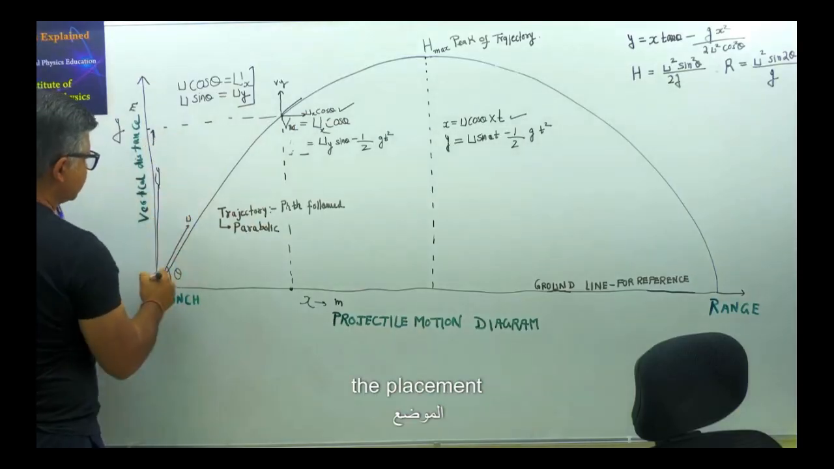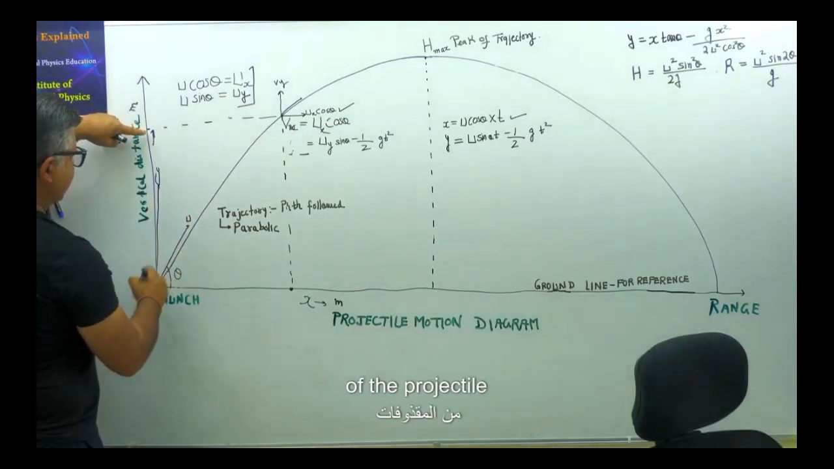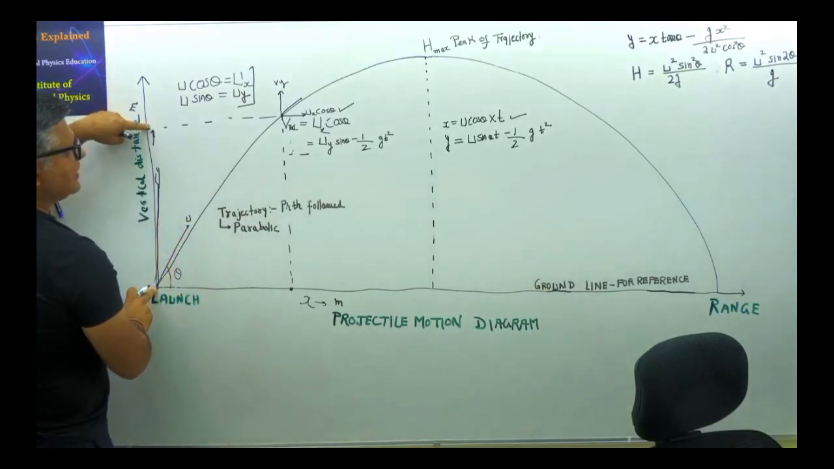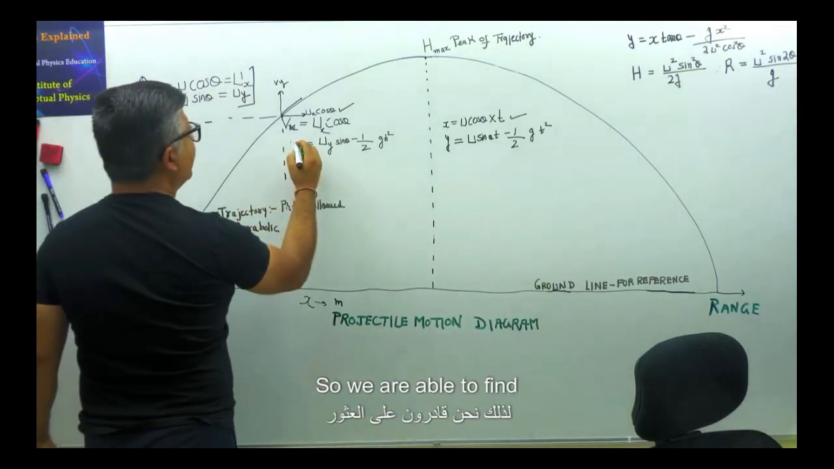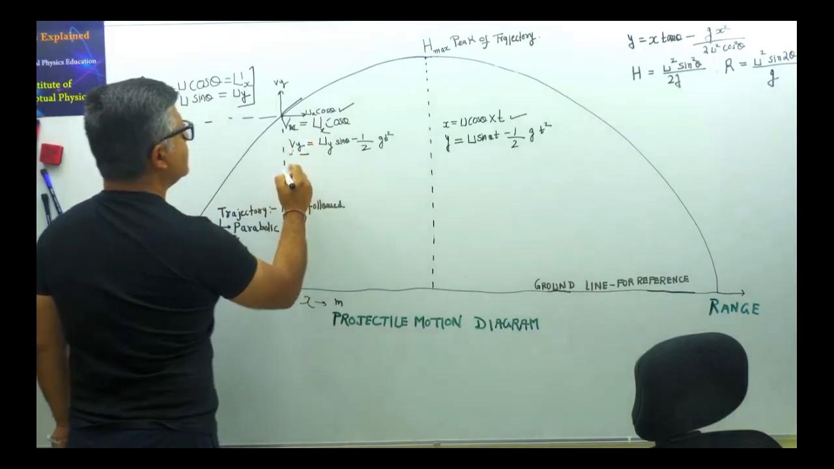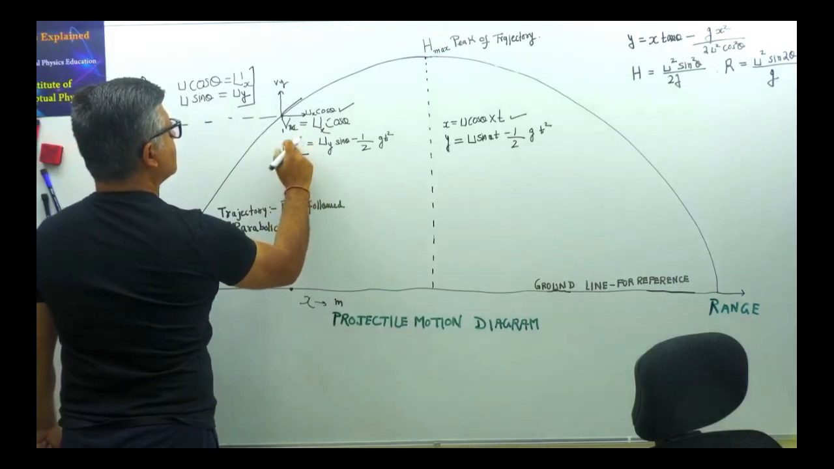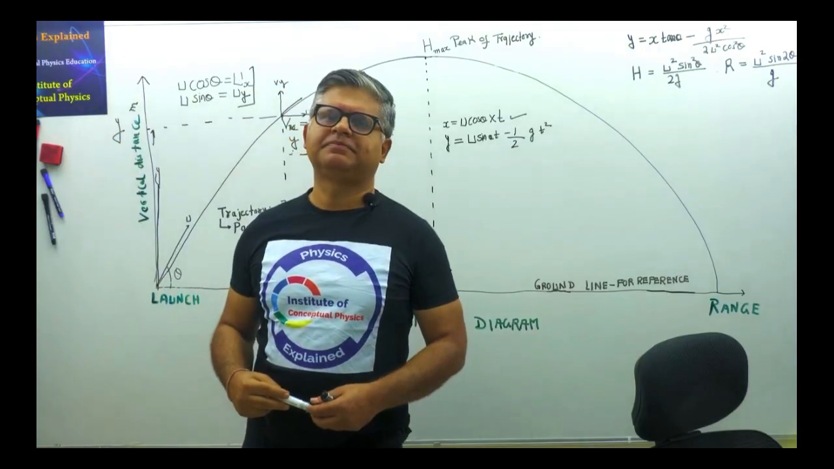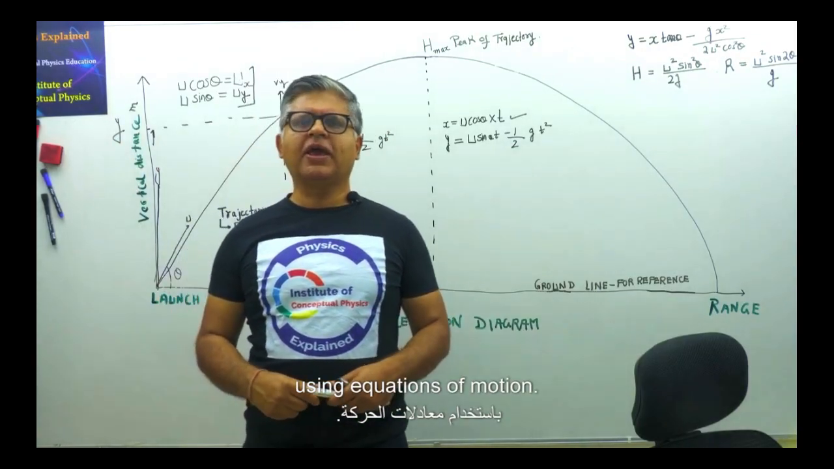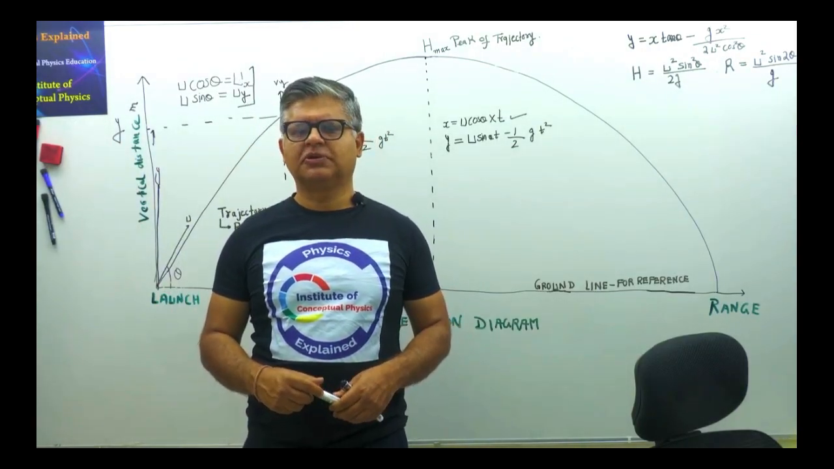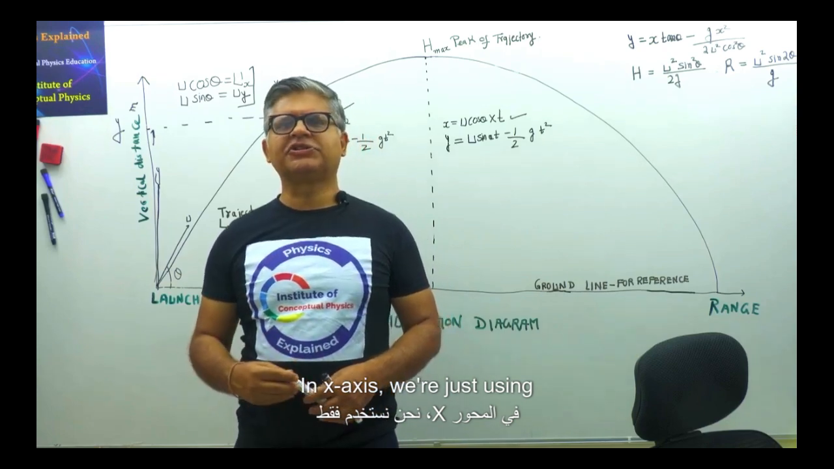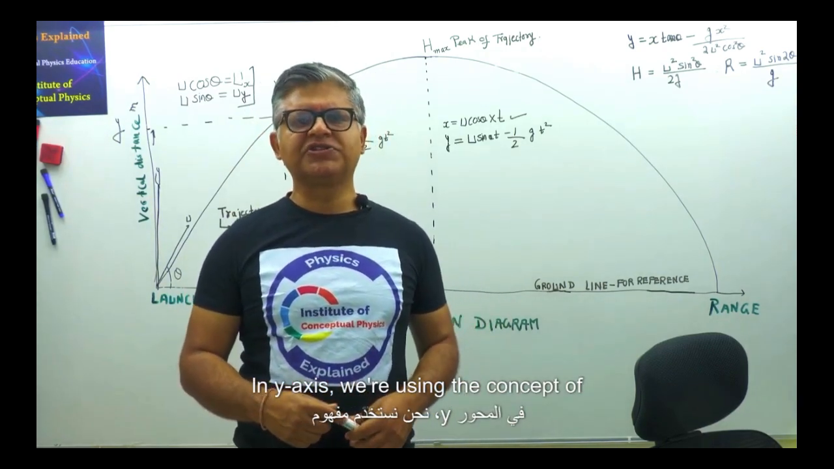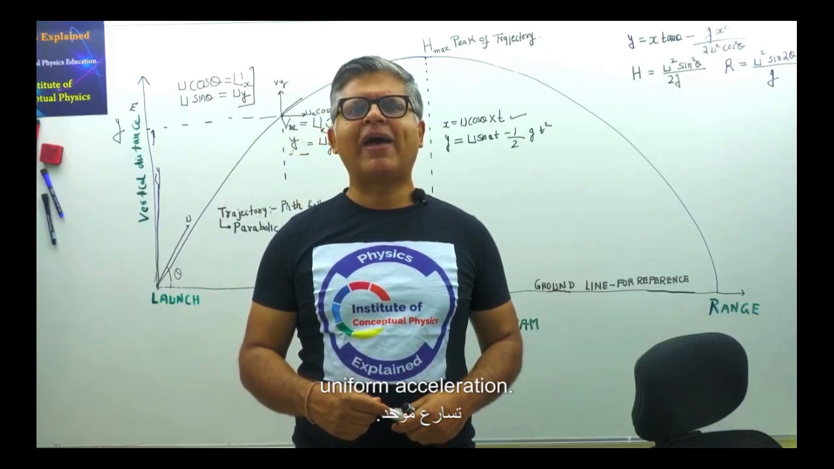This is the displacement of the projectile in time t, right? So we are able to find everything about the projectile using equations of motion. In the x-axis, we are just using the uniform motion concept. In the y-axis, we are using the concepts of uniform acceleration.